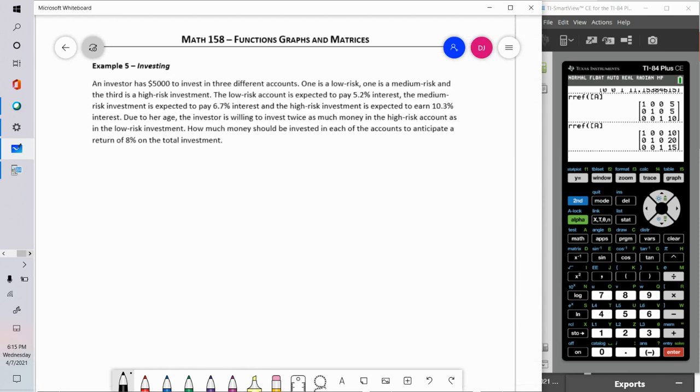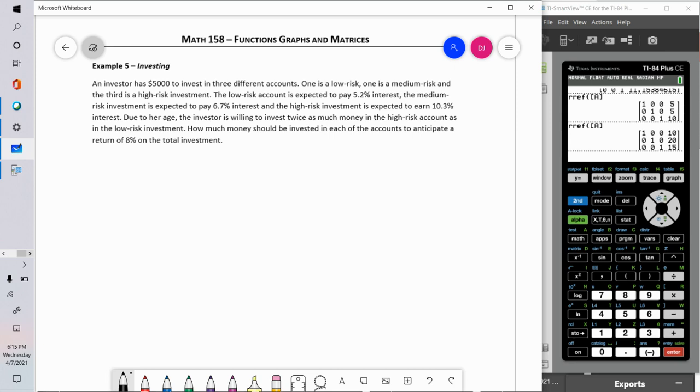An investor has $5,000 to invest in 3 different accounts. One is a low risk, one is a medium risk, and the third is a high risk. Now, I'll be honest with you, I'm tempted to use the letters L, M, and H. L for low, M for medium, and H for high for each of my investments.